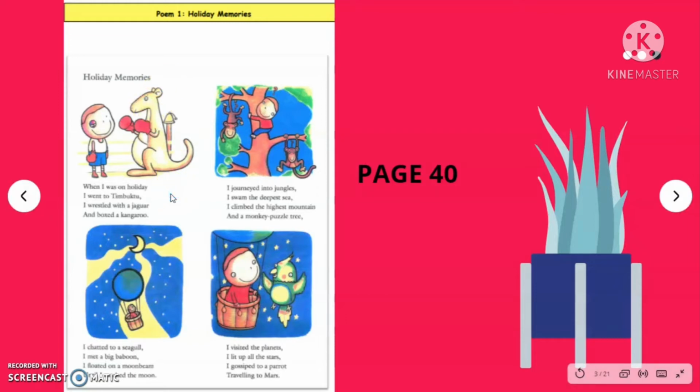When I was on a holiday, I went to Timbuktu. I wrestled with a jaguar and boxed a kangaroo. I journeyed into jungles. I swam the deepest sea. I climbed the highest mountain and a monkey puzzle tree. I chatted to a seagull. I met a big baboon. I floated on a moonbeam until I reached the moon. I visited the planets. I lit up all the stars. I gossiped to a parrot traveling to Mars.